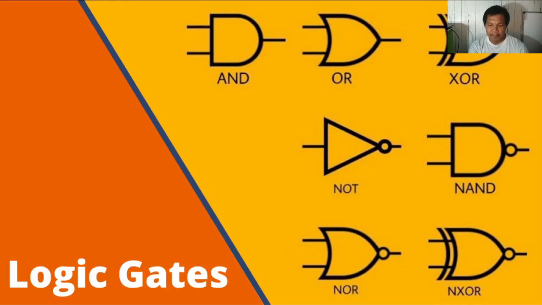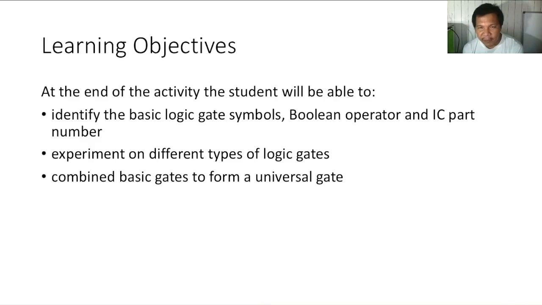At the end of this activity, the students will be able to identify the basics of logic symbols, as what you have seen a while ago in our front page. You will also learn how these logic symbols use Boolean operators, and of course you will also identify the part number of the integrated circuit based on its logic name.